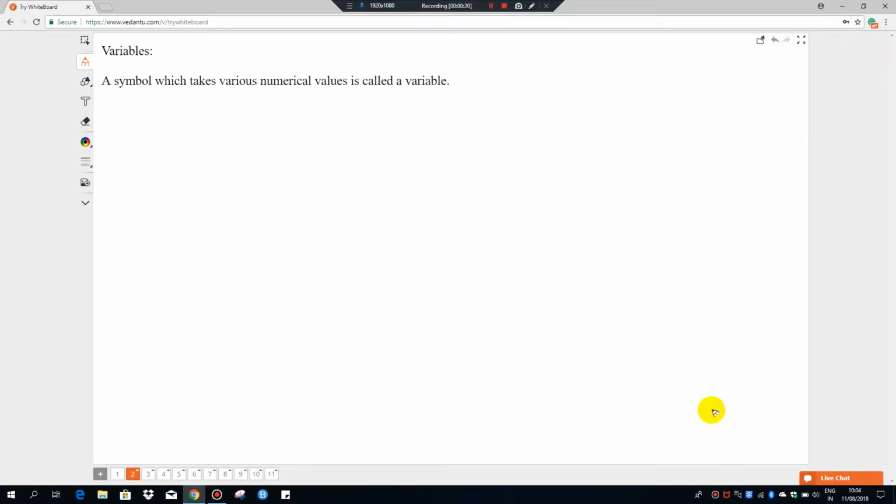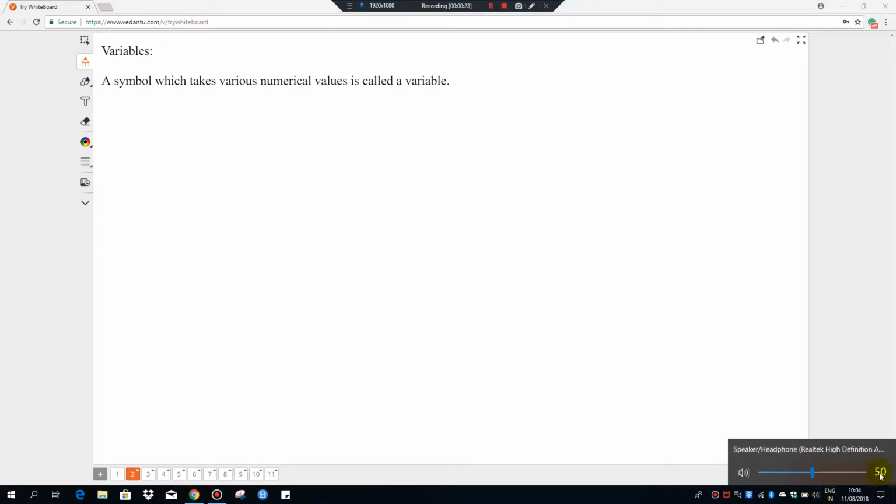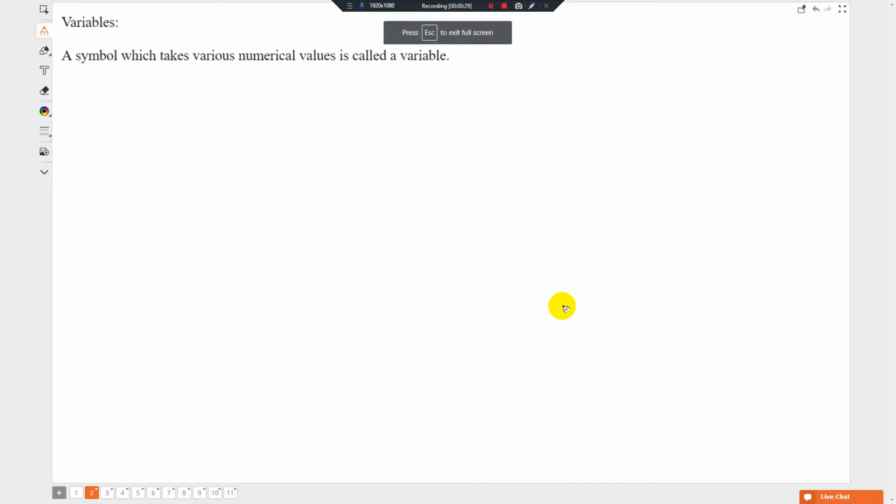Last time we saw something about literal numbers, and in the last video we saw the power of literal numbers. In this video we'll see variables, constants, and expressions with variables. First we have to know what variables are. With this small topic we can build a big topic. If we understand variables, we can easily form expressions with variables too.